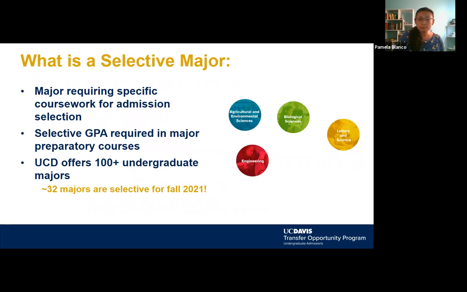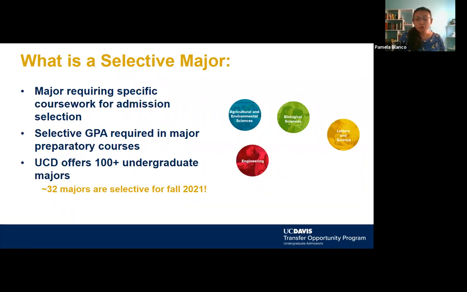What is a selective major? Okay, so a selective major. At UC Davis, we have over 100 majors, and they are divided into these 4 different colleges. So we have the College of Agricultural and Environmental Sciences, the College of Biological Sciences, the College of Letters and Science, and then the College of Engineering.